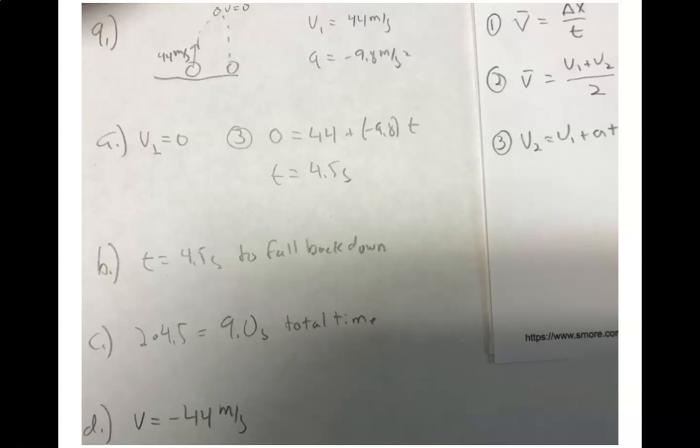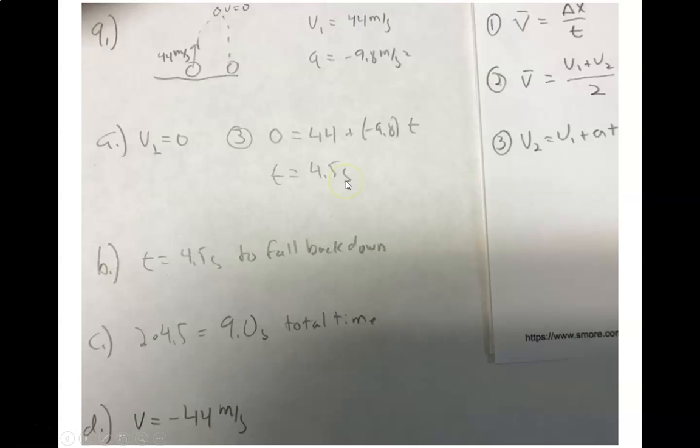Well, what equation has V2, V1, A, and T in it? That'd be equation 3. That's the equation we'll use to figure out how much time it's going to take to reach that highest point. So V2, which is 0, equals V1 plus AT. What we ended up doing was taking the initial velocity and dividing it by 9.8. That's kind of the shortcut, and that gives us our T up.